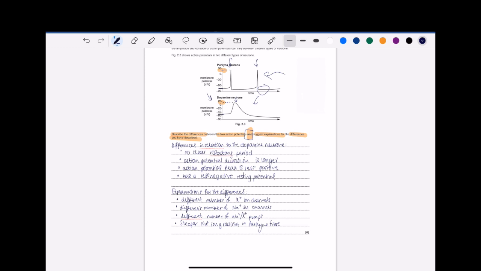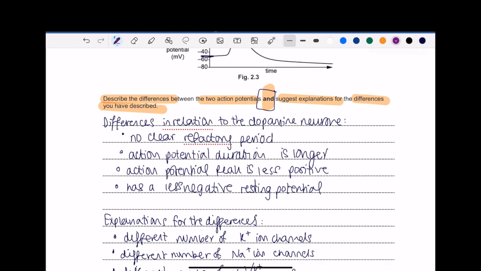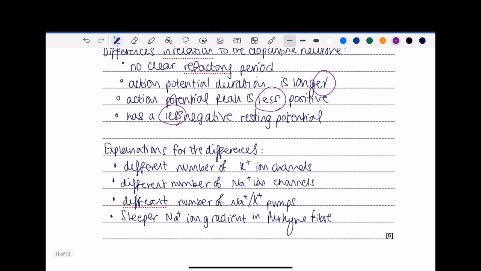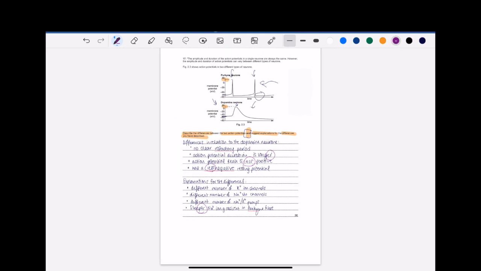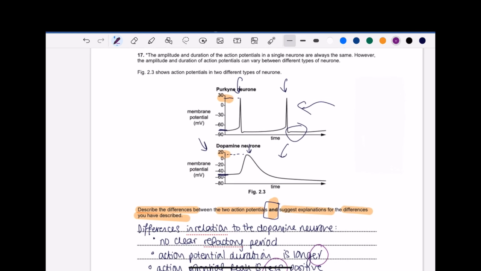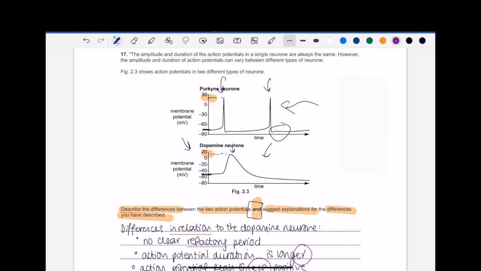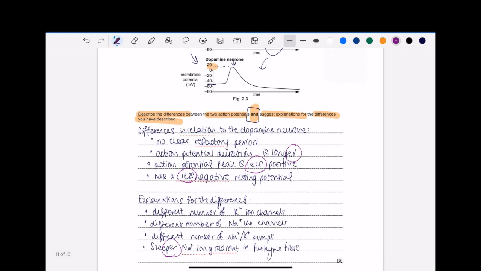Okay, that's my answer, and that's how I structured it. Remember, comparative wording is so vital, so notice this. Longer, less positive, less negative, different number, different number, different number, steeper. Oh my god. Steeper, okay? Remember, comparative wording is vital for differences because we didn't write both the Purkinje neuron and the dopamine neuron in the answer. We only said in relation to the dopamine neuron. And that is why you need to use comparative wording.